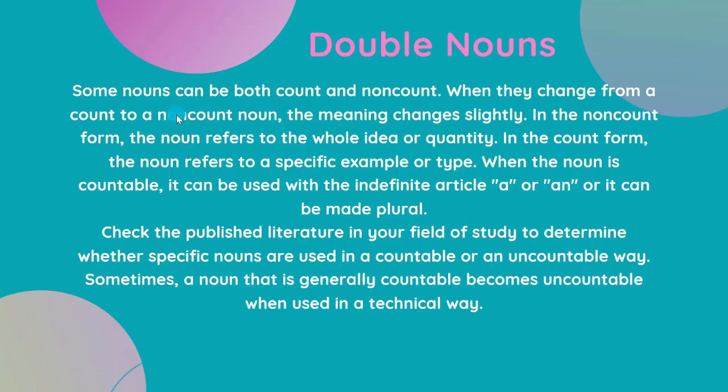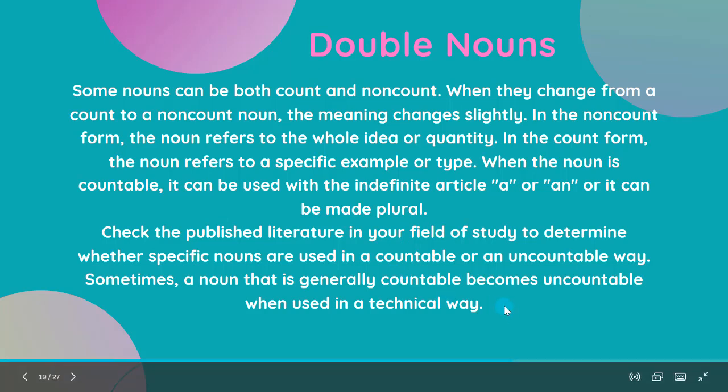Oke, coba kita lihat di sini ada lagi contoh untuk double nouns. So, some nouns can be both count and non-count. Bisa keduanya. Dia bisa countable dengan uncountable. When they change from a count to non-count, the meaning changes slightly. In the non-count form, the noun refers to the whole idea or quantity. In the count form, the noun refers to a specific example or type. When the noun is countable, it can be used with the indefinite article a or an, or it can be made plural. Check the published literature in your field of study to determine whether specific nouns are used in countable or uncountable way.